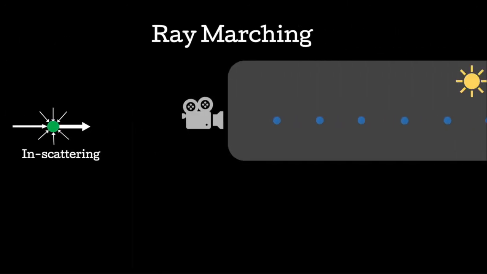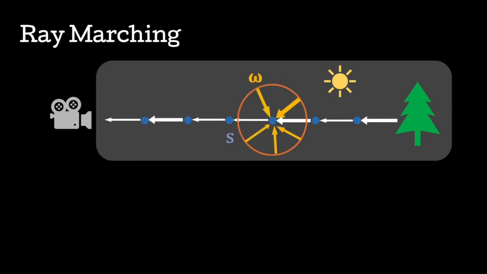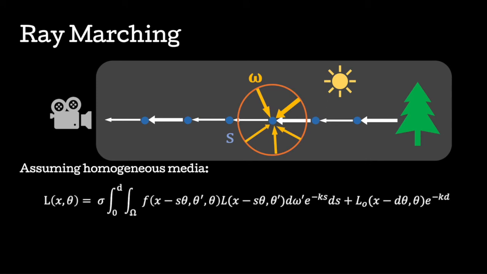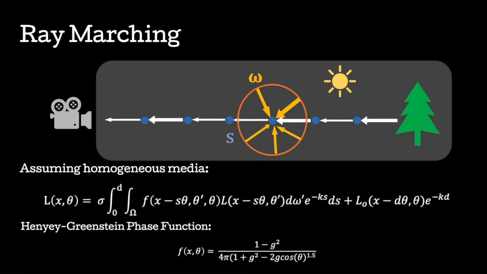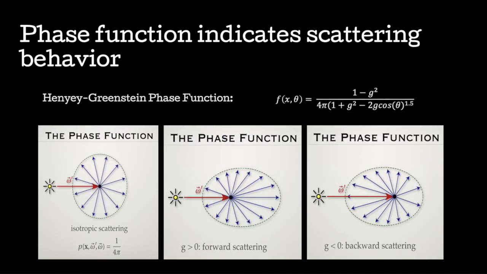And we use the ray marching method. For light rays shooting from an object, its radiance will be affected by interactions between particles along the ray in the media. By assuming that the media is homogeneous, we can use this rendering equation to evaluate the radiance of the ray. The f function here is named the phase function, which indicates the scattering effects of the media. We can change the parameter g to achieve different scattering behaviors, like isotropic scattering, forward scattering, or backward scattering.